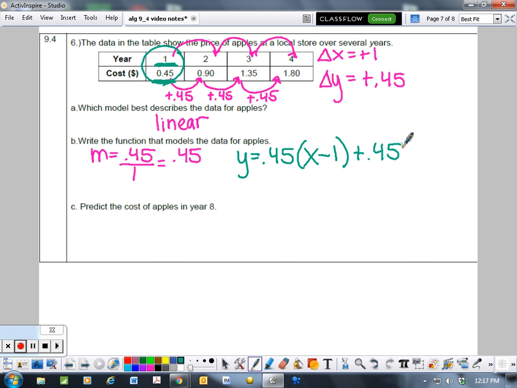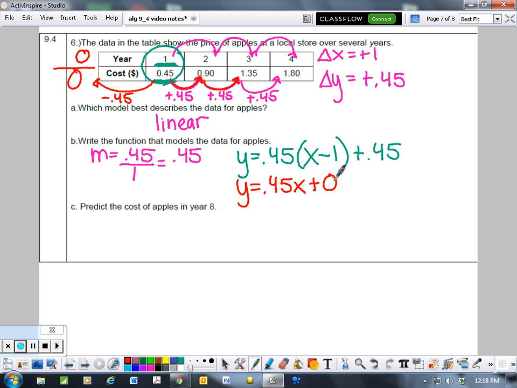Or I could go backwards and find a 0 value. So if I'm adding 0.45 this direction, I can work backwards and subtract 0.45 to get a starting value of 0, which means now I can have y equals 0.45x plus my starting value of 0. And either way, it's really the exact same equation. It will give you the same answer each time.